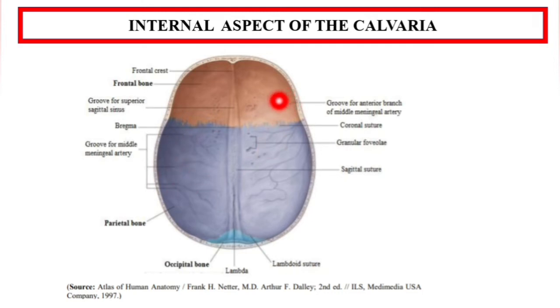And here you will find other grooves. It's the groove for the anterior branch of the middle meningeal artery, right? And this suture, the coronal suture, sagittal suture, and the bregma with the lambda.